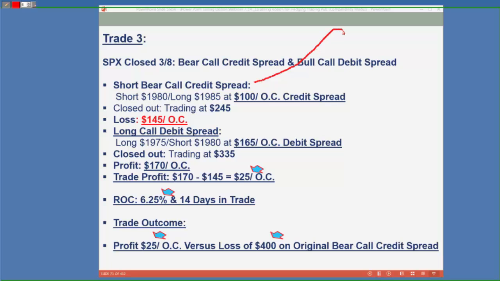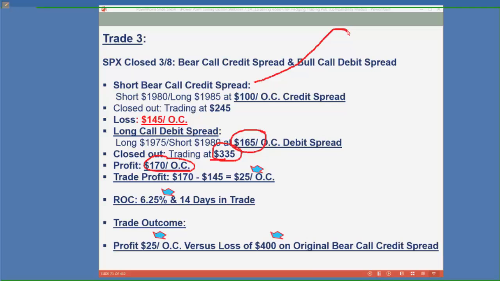So what I did was I went ahead and exited the long call debit spread, which was on at $165, closed that out at 335. So from 165 to 335, that was a $170 profit on the debit spread. Now on this day, I used a 5-minute time frame, and so it kind of peaked out there and then came back down a little bit more.